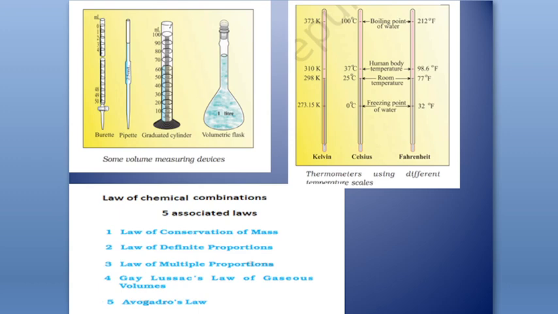There are some laws in chemistry. There are 5 associated laws. First one is law of conservation of mass. Second one is law of definite proportions. Third one is law of multiple proportions. Fourth one is Gay-Lussac's law of gaseous volume. And fifth one is Avogadro's law.